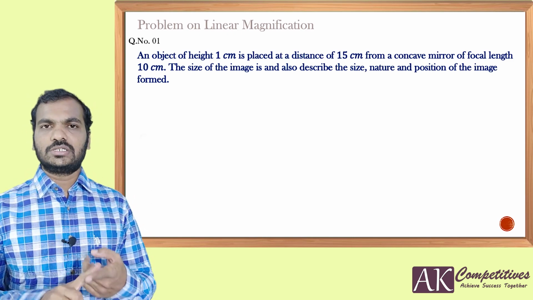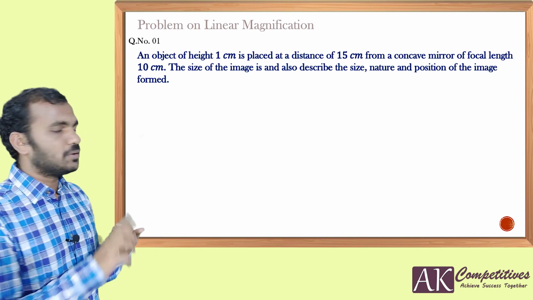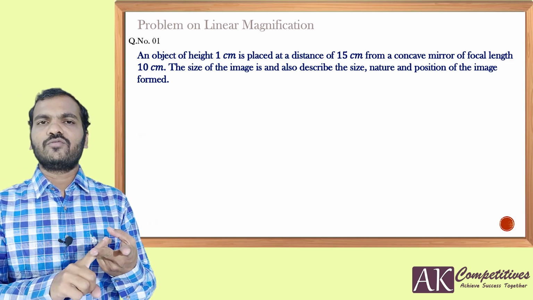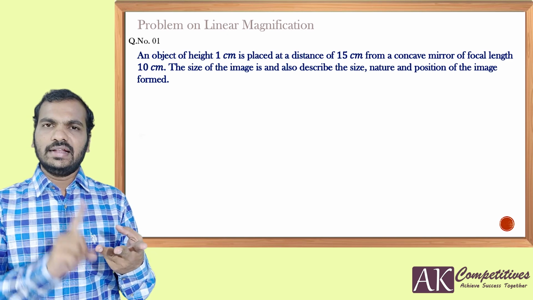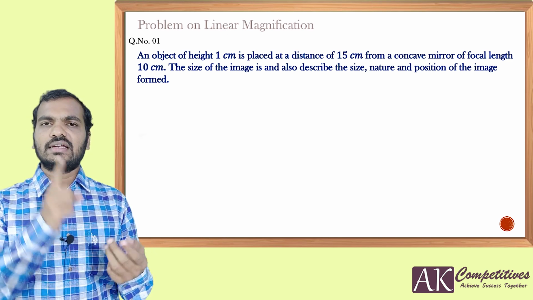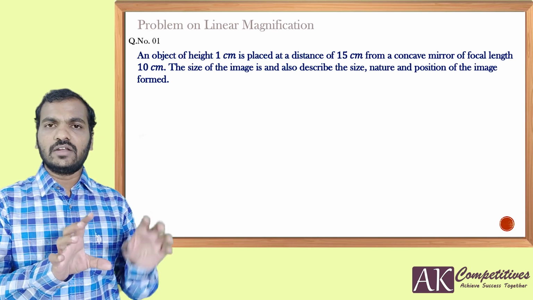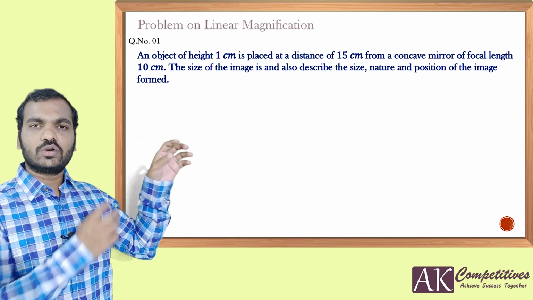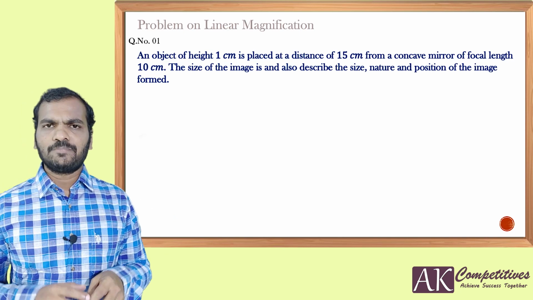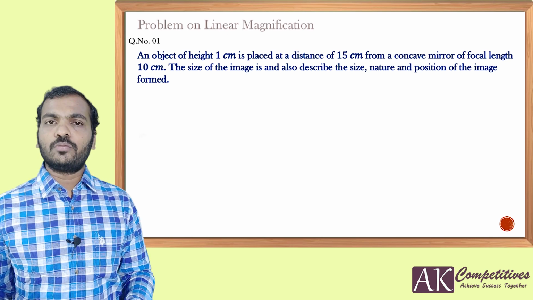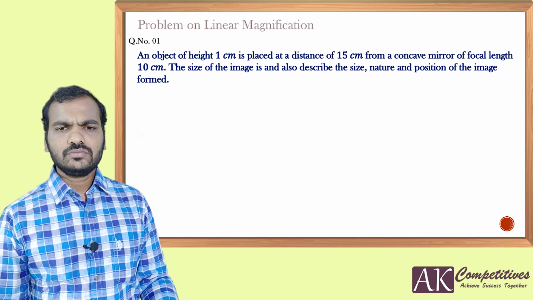First, what is the given information? They have provided the height of the object, and the focal length and object distance. They are asking you for the image distance, the magnification, and the nature of the image. So first you need to identify what is given, what is asked, and what is the relation. The mirror equation is there and the magnification formula is there, so we will be able to find it out. Now through the magnification formula I will tell you first.